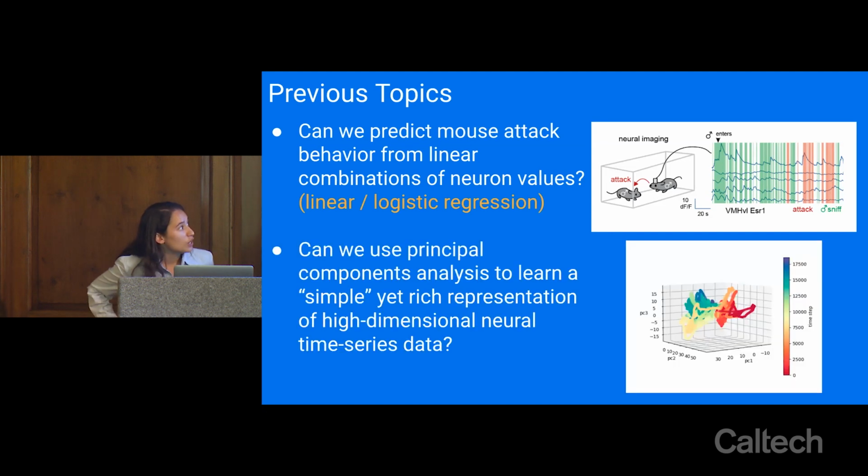Another thing you guys did was, can you use principal components analysis to learn a simple yet rich representation of high-dimensional neural time series data? And what were you guys doing here?